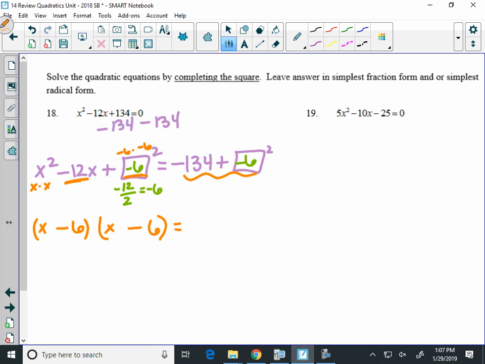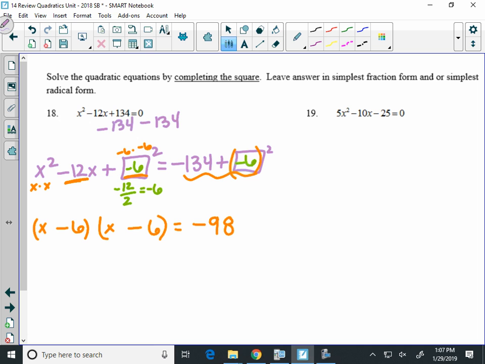You're going to do negative 134 plus negative 6 squared. And you have to be very careful when you do that. You have to put negative 6 in parentheses. If you don't, you're going to get the wrong answer. So you're going to get negative 134 plus negative 6 squared. Make sure you put that in parentheses. It gives you negative 98.